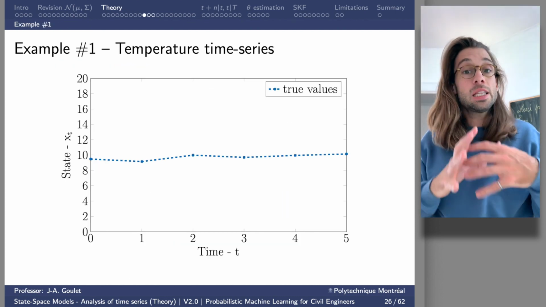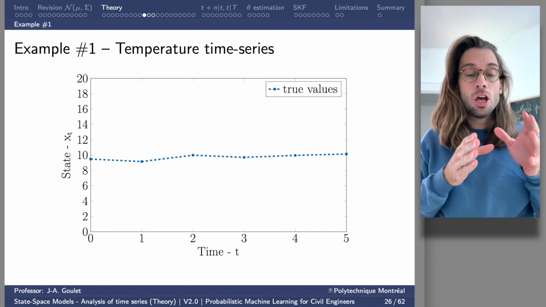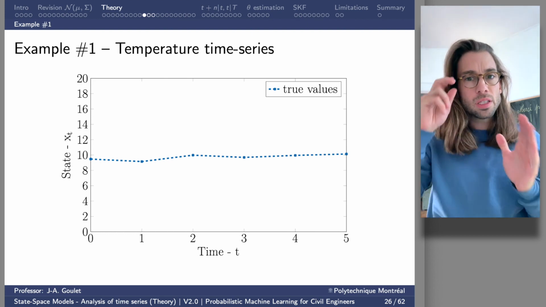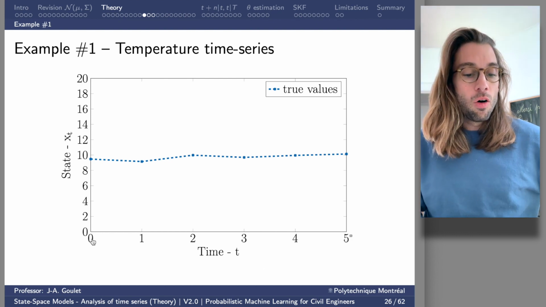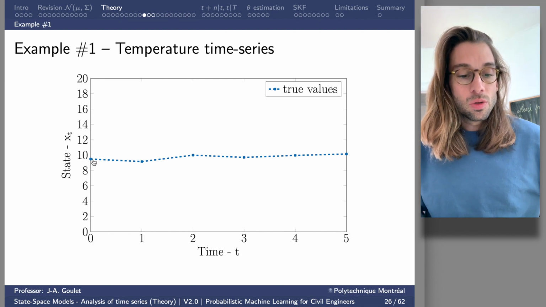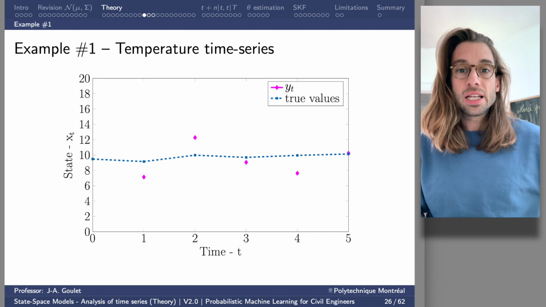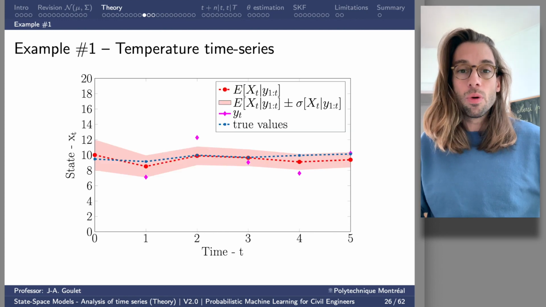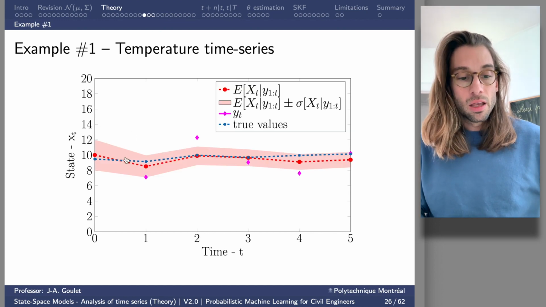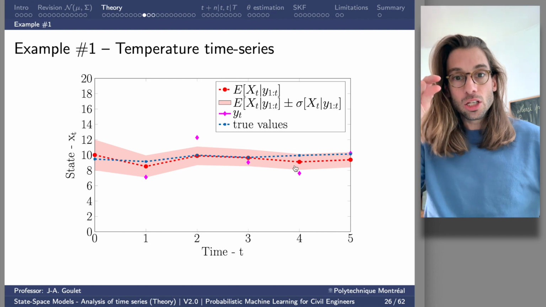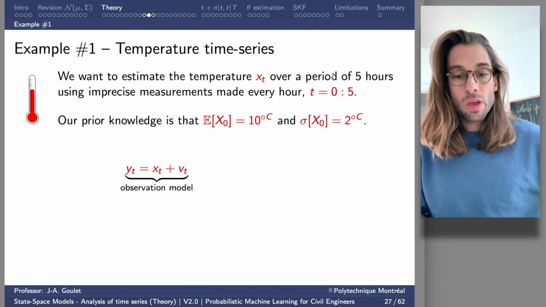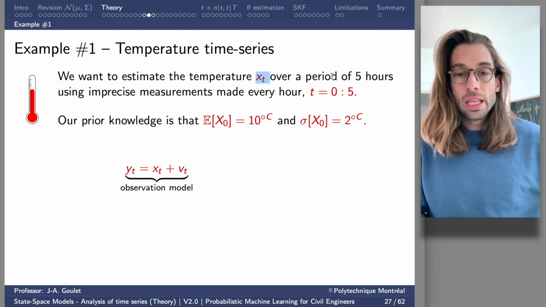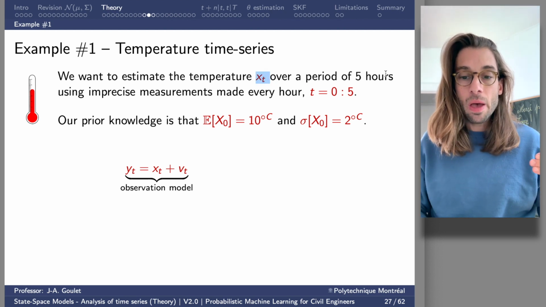Perfect. So let's apply this formulation we've done to that temperature example. So we have the same example. We're tracking the temperature over time, over a span of 5 hours. So this is the reality. We're going to have access to some observations, and we want to retrieve these expected values and this confidence region across time. Okay, so we have xt, the temperature that is evolving over a time span of 5 hours.